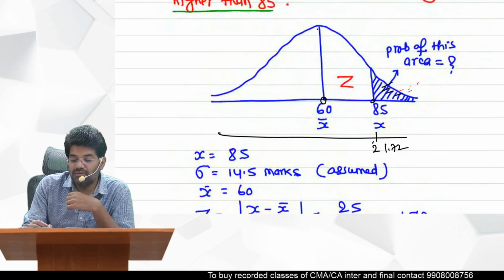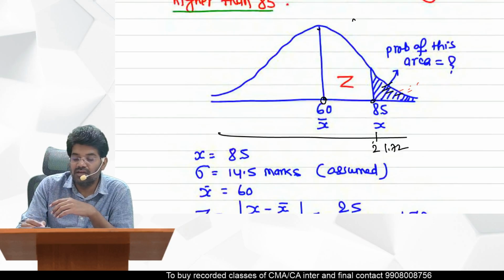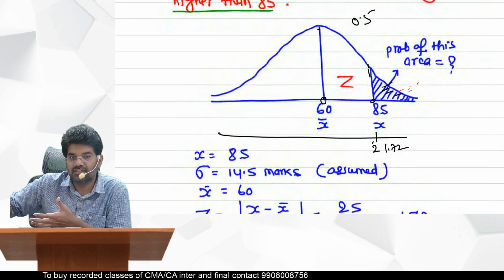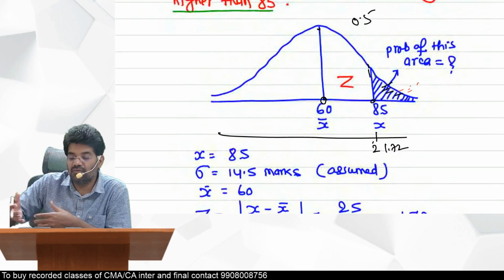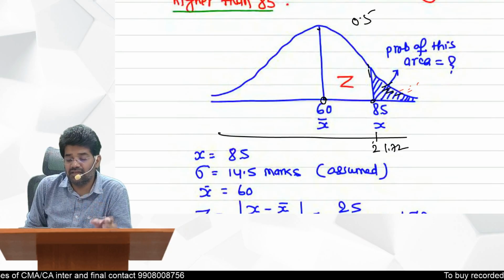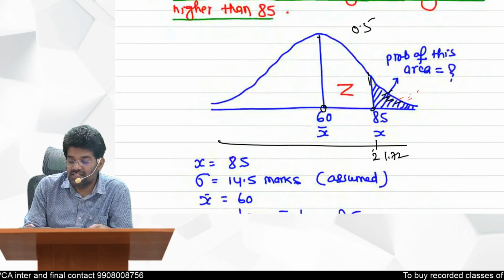We know that from the mean to the right-hand side, the complete probability is 0.5. From that, remove this area, whatever value they gave in the standard normal table, and then you will get the probability of this area. Again, I am repeating: I want this area.